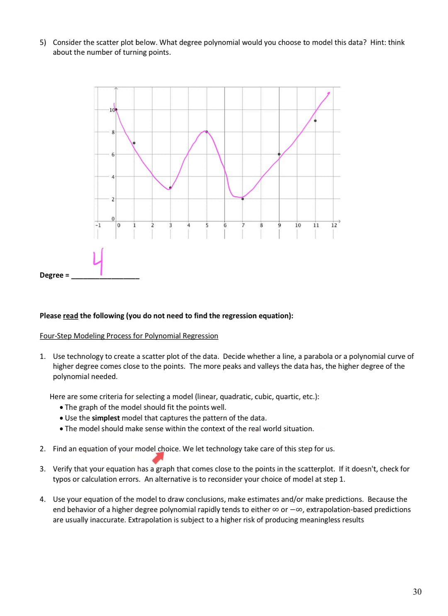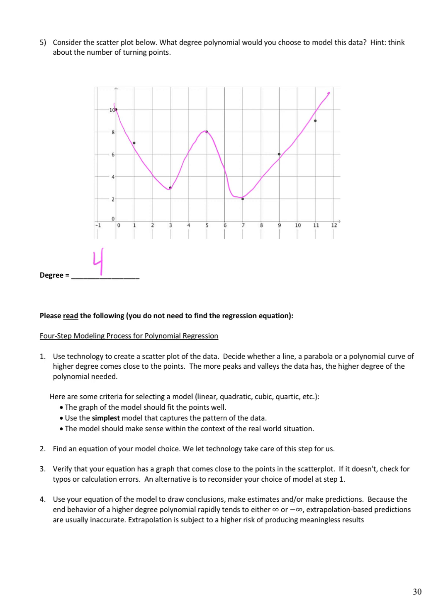Then you find an equation of your model choice. We let technology do this step for us. You can use Desmos or GeoGebra or a graphing calculator. Then you verify that your equation has a graph that comes close to the points in the scatter plot. If it doesn't, check for typos or calculation errors. An alternative would be to reconsider your choice of model at step 1. And then finally, you can use the equation of the model to draw conclusions, make estimates, and/or predictions.